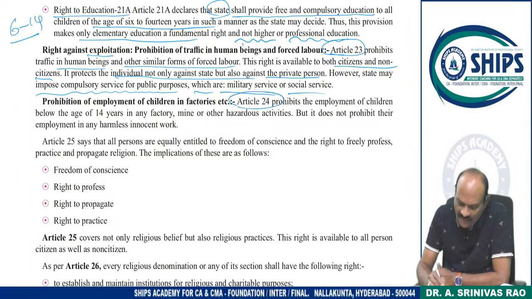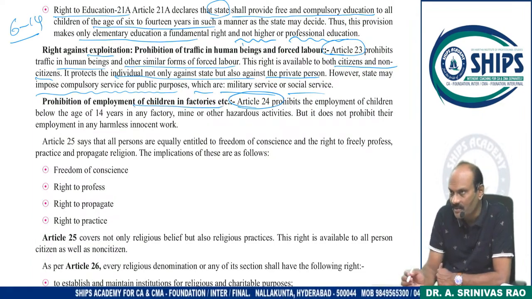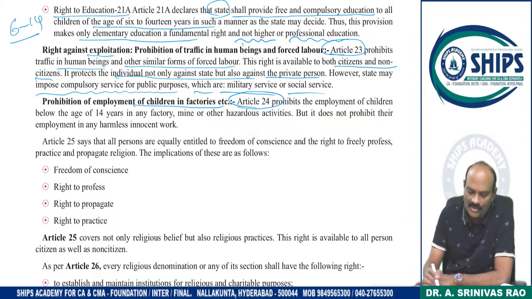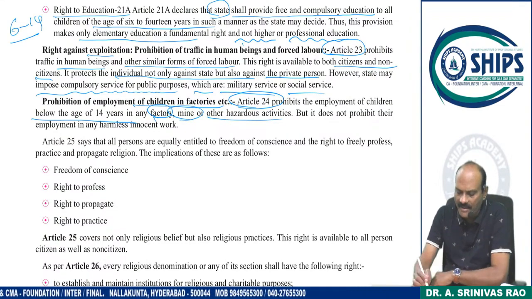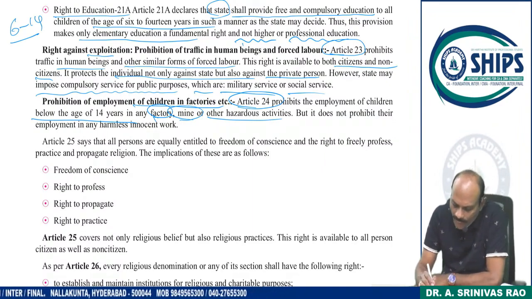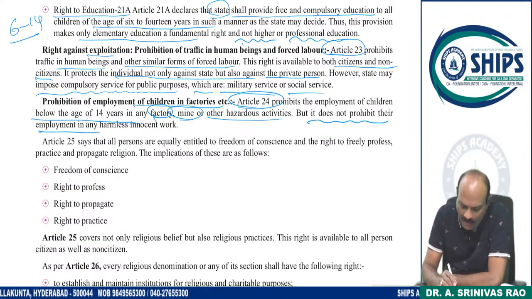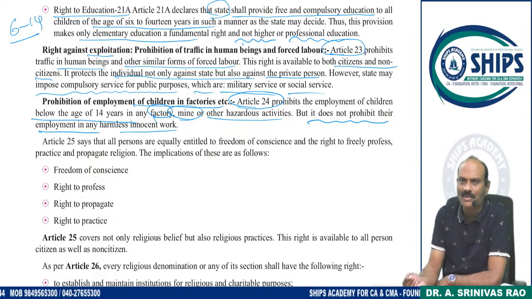And the next one is Article 24. Prohibition of employment of children in a factory. Already we know this: women and children cannot be placed in employment. A child is below the age of 14 years. In a factory, mine or other hazardous activities, a child cannot be employed. But it does not prohibit their employment in any harmless, innocent work. Other works they can do, simple work, because they have to survive now.